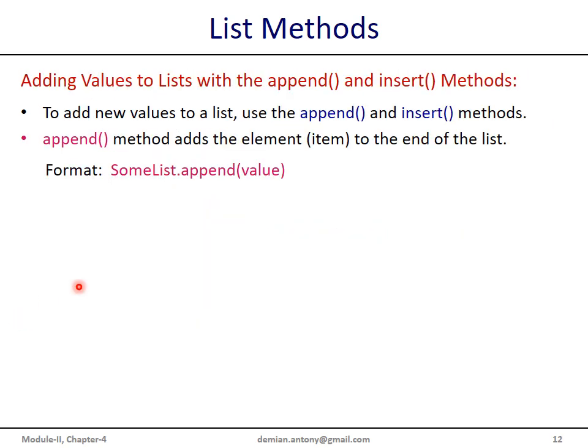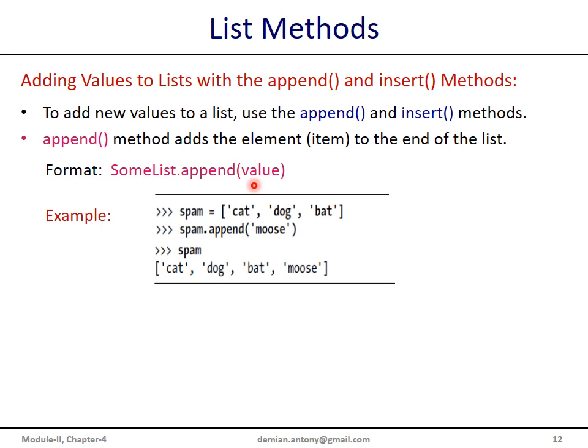Append and insert methods. To add new values to the existing list, we can use the append or insert method. The append method always adds the element or item to the end of the list. The syntax is the list name with the dot operator, followed by the method name, append, and the value to be appended to the existing list is supplied as an argument.